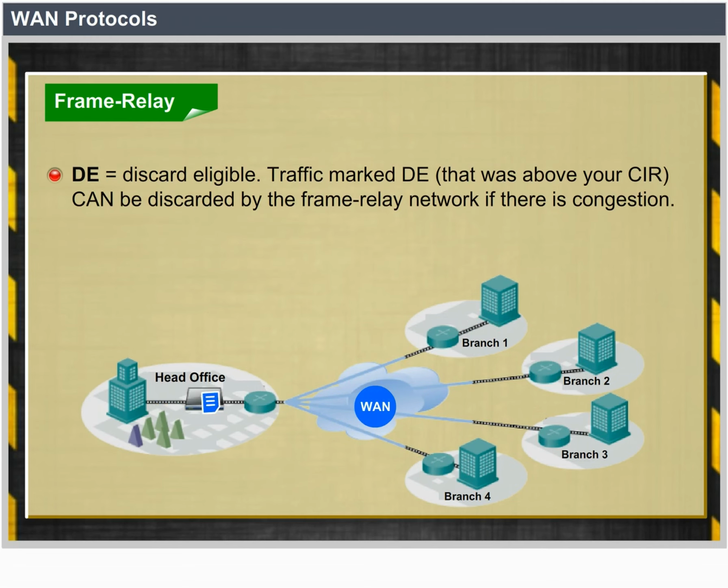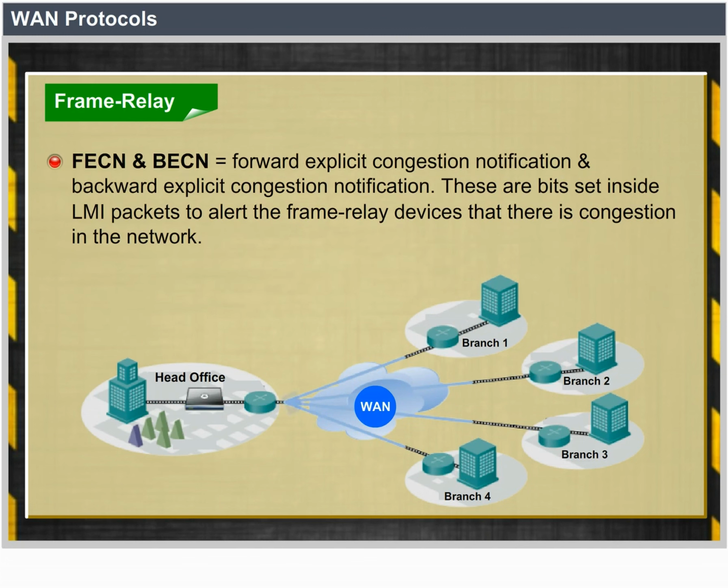FECN and BECN, Forward Explicit Congestion Notification and Backward Explicit Congestion Notification. These are bits set inside LMI packets to alert the frame relay devices that there is congestion in the network.